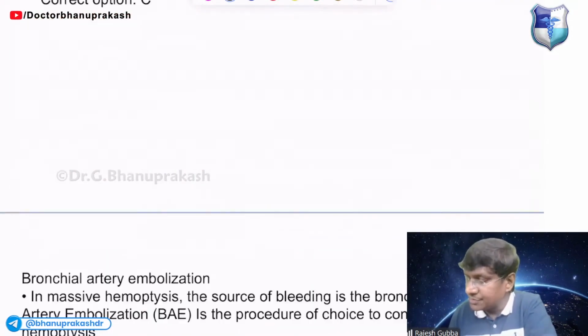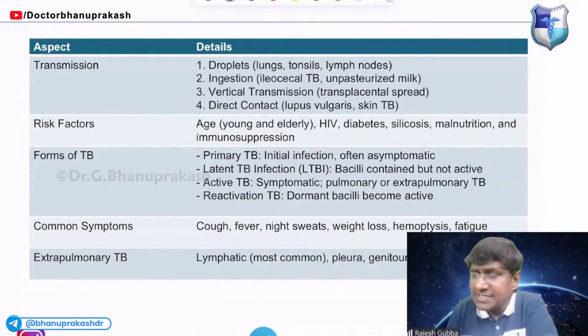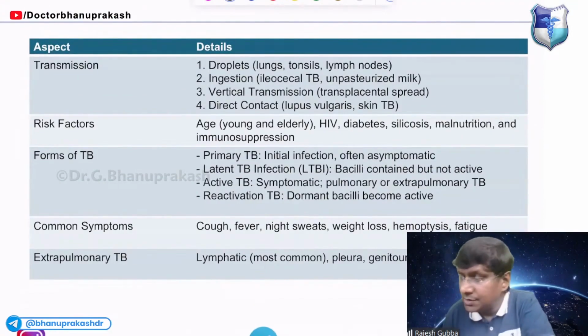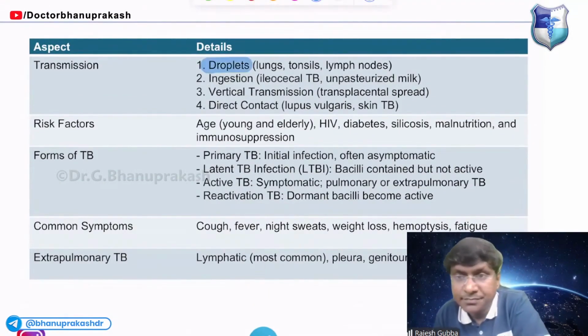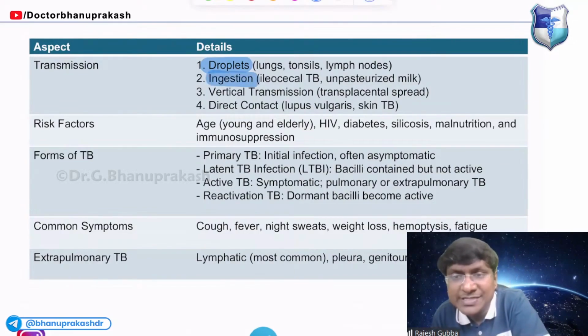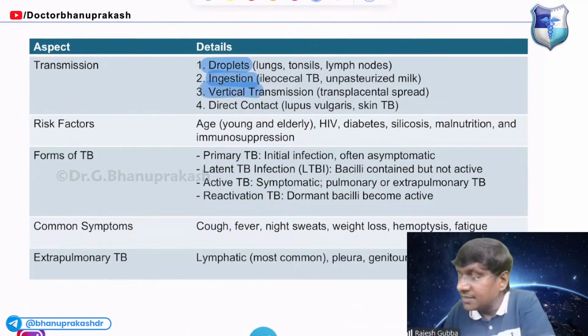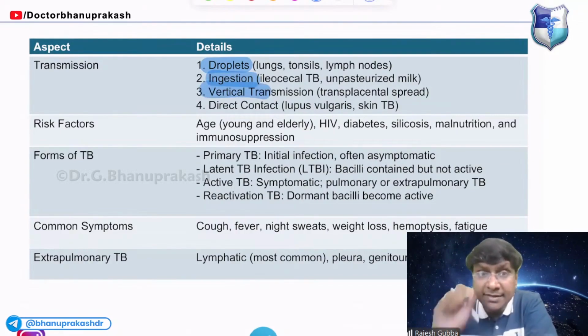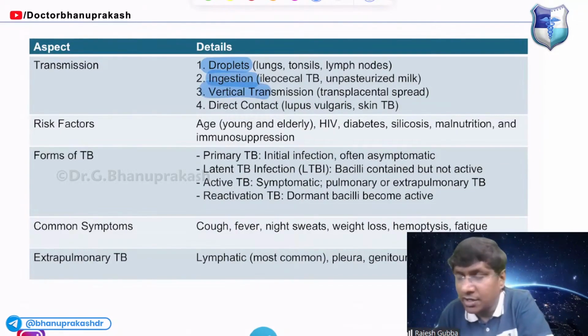So in case of tuberculosis, what are the various routes of spread of tuberculosis? One is your droplet route, right, where the organism can enter into the lung, tonsil or lymph node. Ingestion, where the individual will develop ileocecal tuberculosis. Vertical transmission, where the liver of the fetus is the first common organ which is affected.